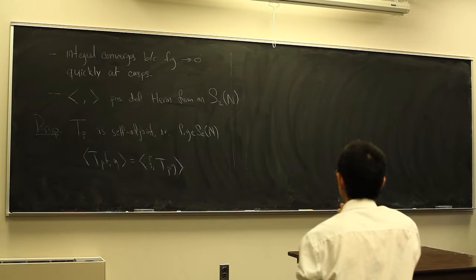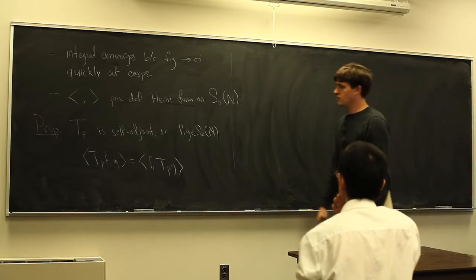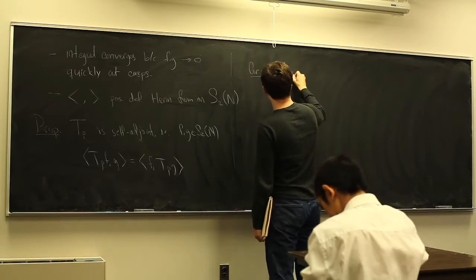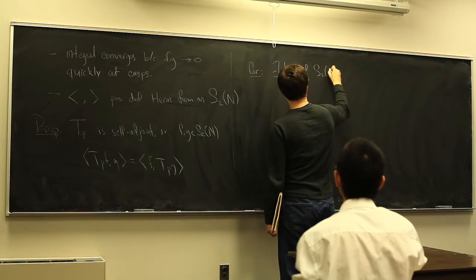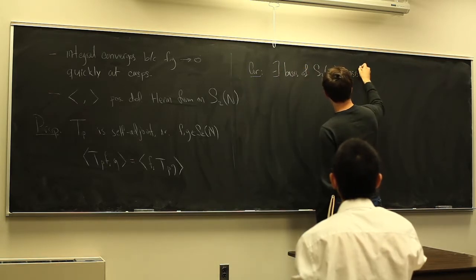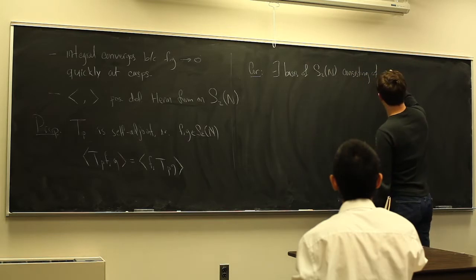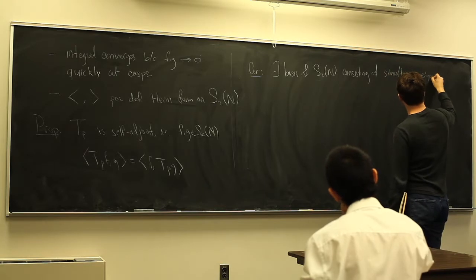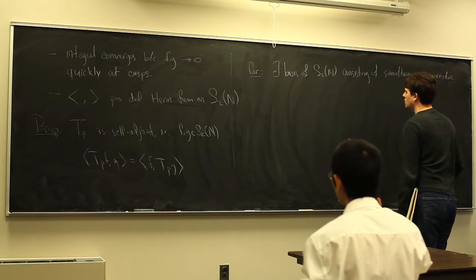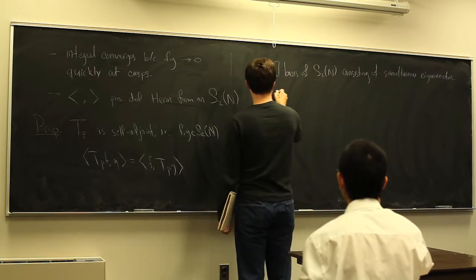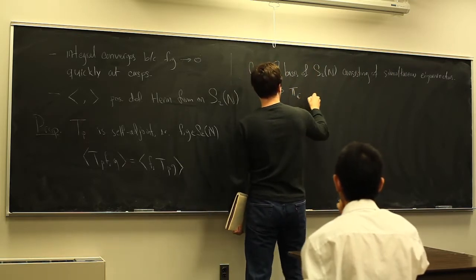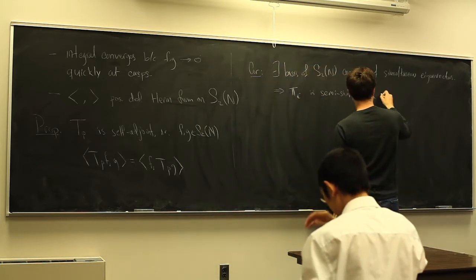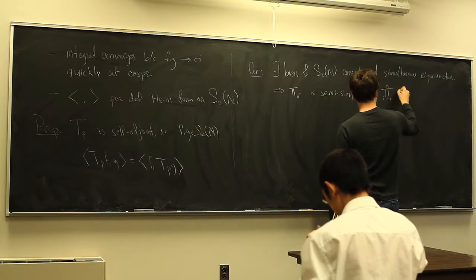Okay, so these T_p form a family of commuting self-adjoint operators on this finite dimensional space, and that means that they can be simultaneously diagonalized. So you can pick a basis. So, corollary, there exists a basis of S_2(N) consisting of simultaneous eigenforms. And that implies that this T_C is semi-simple as an algebra, which just means that it's a product of a finite number of copies of C.